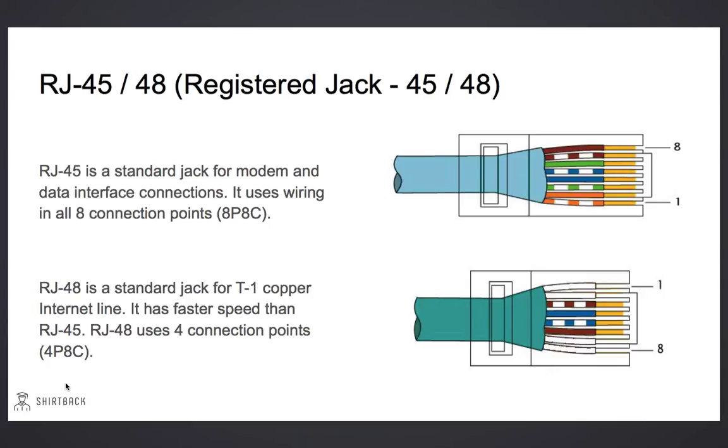RJ45 is a standard jack for modem and data interface connections. It uses wiring in all 8 connection points. Here to the right is an example of an RJ45 wiring standard. RJ48 is the standard jack for T1 copper internet lines. It is a 4 connection point. Here is a picture of RJ48 wiring connection.